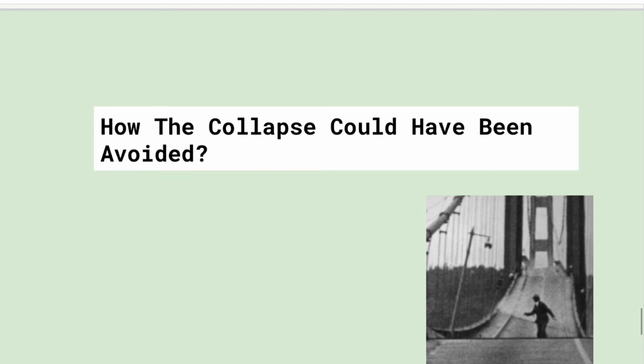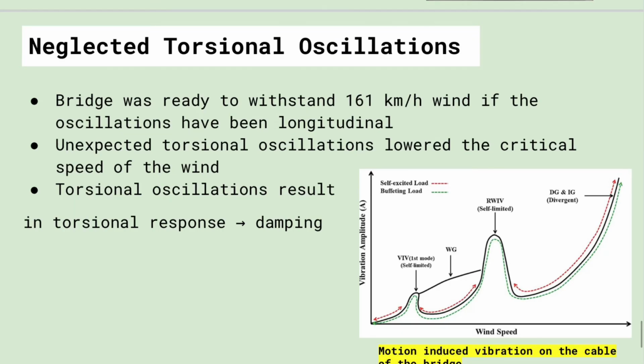Now that we know what happened, we will analyze how the collapse could have been avoided. When the bridge was being built, it was ready to withstand a wind at 161 km per hour, but only if oscillations were longitudinal. The torsional oscillations lowered the critical speed of the wind and resulted in torsional response, one of which is damping. On the bottom right corner, you can see how the torsional oscillations cause an increase in vibrational amplitude of the cables of the bridge construction.